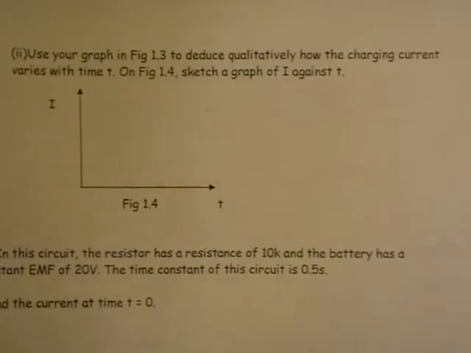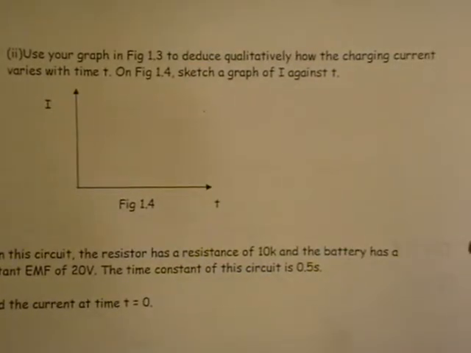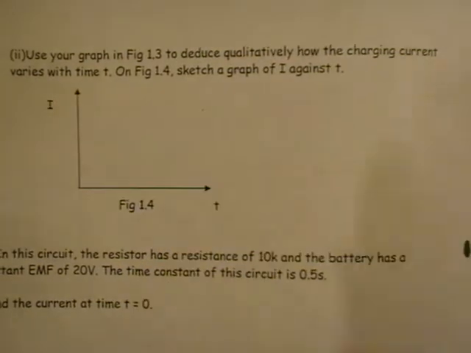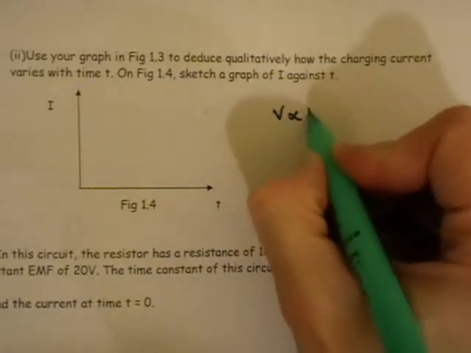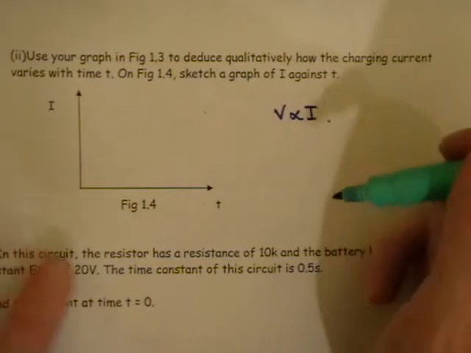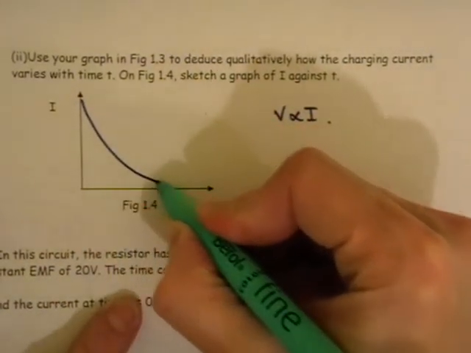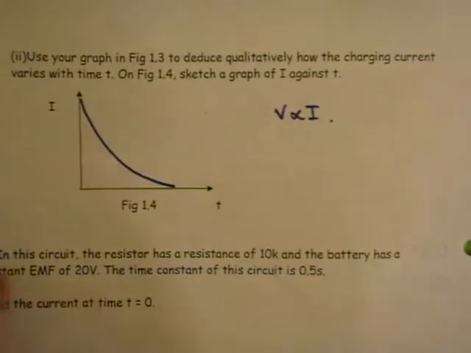This is page 2. Use the graph in figure 1.3 to deduce qualitatively how the current varies with time. On figure 1.4, sketch a graph of I versus t. So you know that V is proportional to I, and therefore if a graph of V versus t is an exponential decay curve, so is a graph of I versus t. Again, it should start at the axis and come very close to 0 on your t-axis.